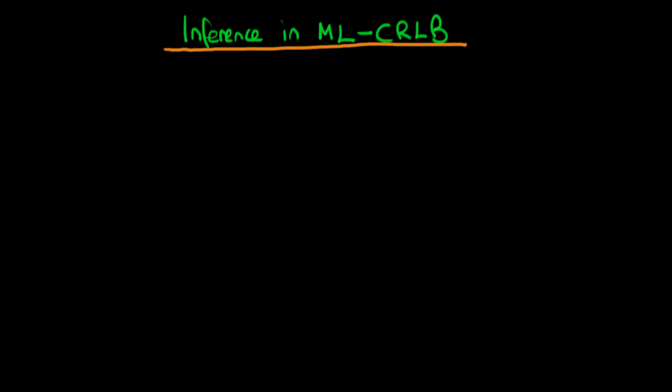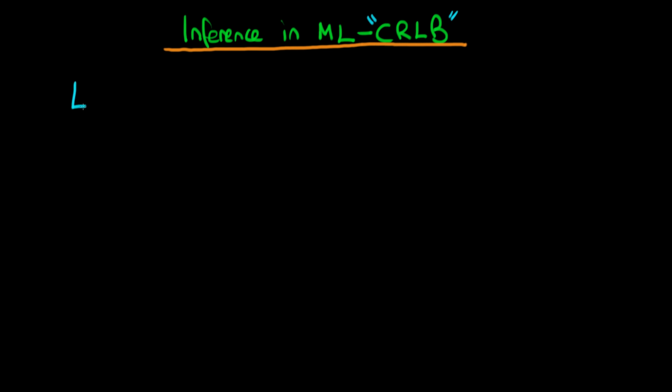In this video, I want to talk about how we can go about doing inference in maximum likelihood. At the moment, we've talked about how we can derive the maximum likelihood estimators for the parameters, but we haven't talked about how we can go ahead and do inference. In order to do that, we're going to define a concept known as the Cramer-Rao lower bound.